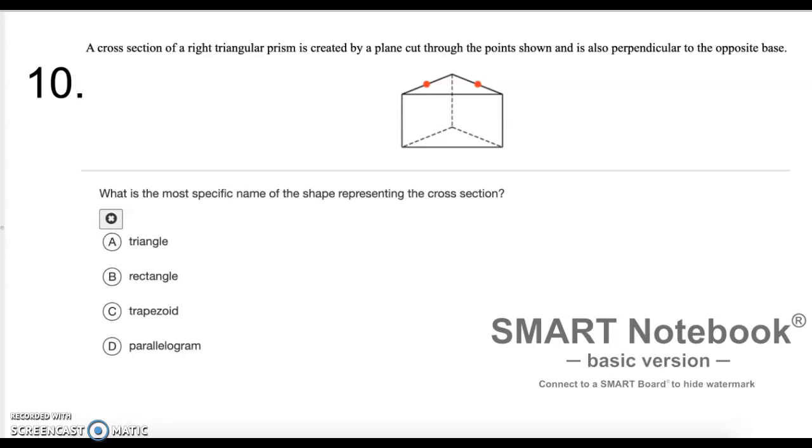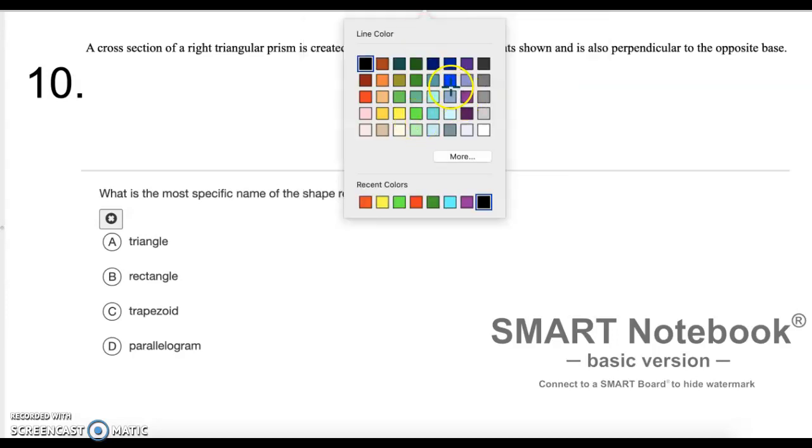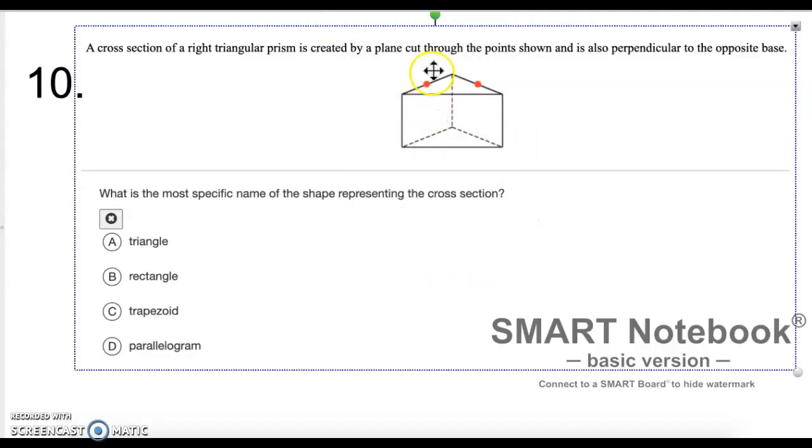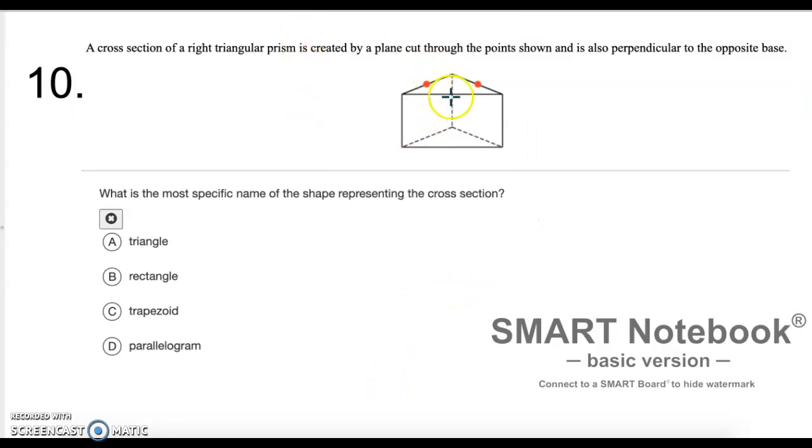So here, I think the best way to answer this question is to draw in the plane. So the plane, it tells us, goes through these 2 red dots. So I'm going to draw lines that go through the 2 red dots and that are perpendicular to the opposite base. And I'm going to show that they're perpendicular right here. Remember, perpendicular lines and planes create right angles.